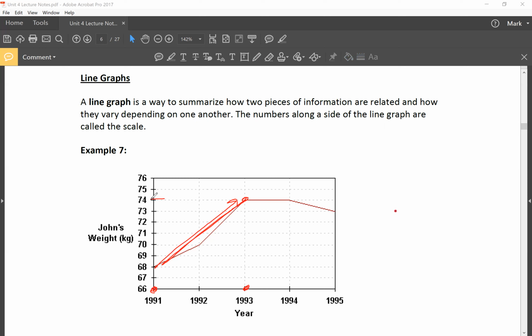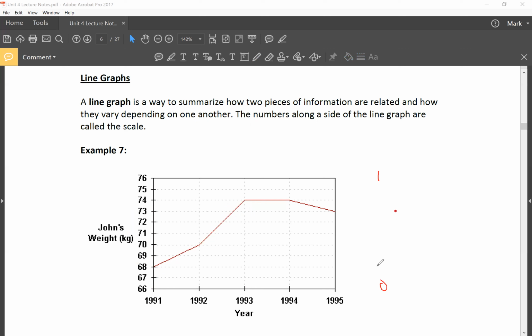But if you look at the scale, he only went, well, I say only, it's still a bit of weight, but 68 to 74. But the graph makes it look like his weight increased very, very quickly between 1991 and 1993. But it went from 68 to 74 because the scale of this is shortened. If this scale was from 0 to 100, his weight would have looked a lot shorter. So it would have been something like this, which looks a lot less because my scale is larger.